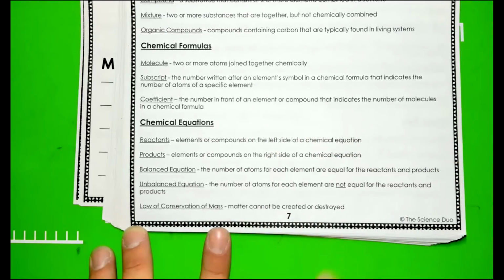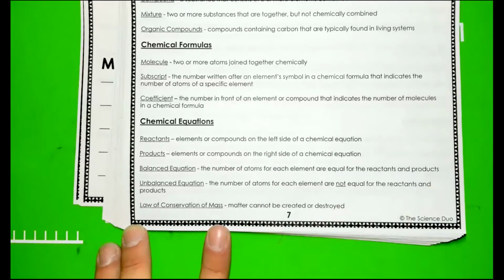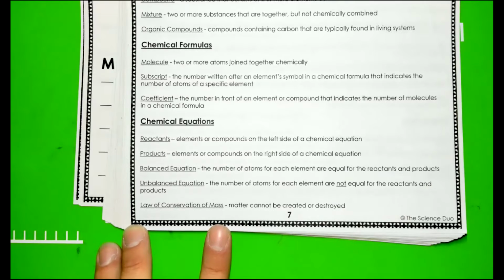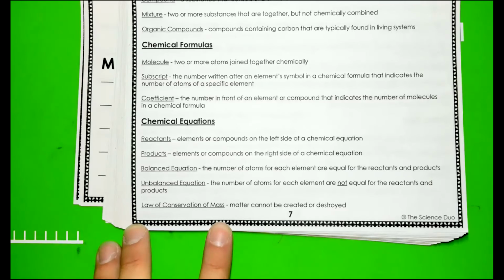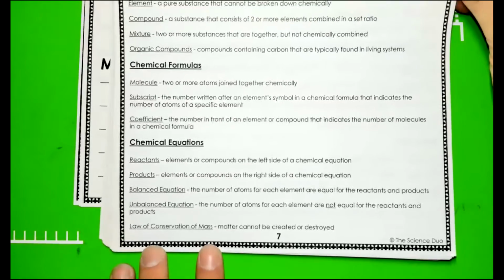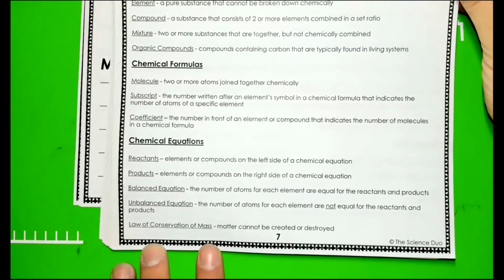But all this has to do with the law of conservation of mass. Just like the law of conservation of energy, matter cannot be created or destroyed. It's just changed. So if you start with 100 grams of something, you have to end with 100 grams of something, okay? You can't create matter out of thin air, okay?